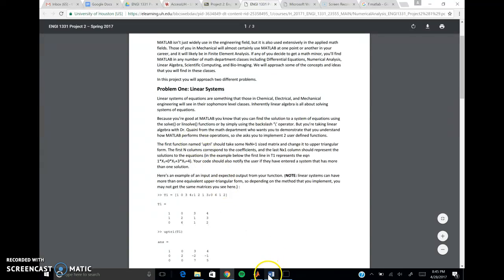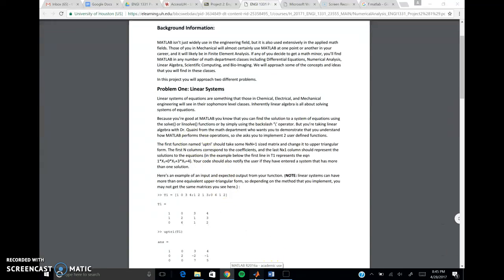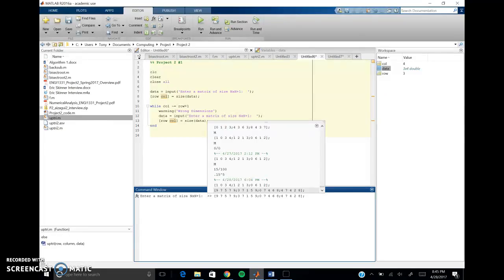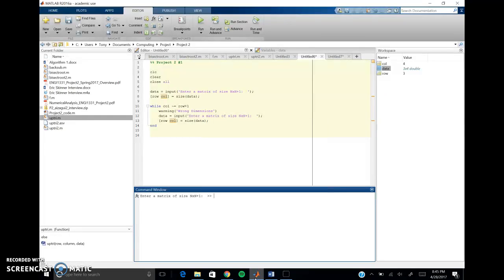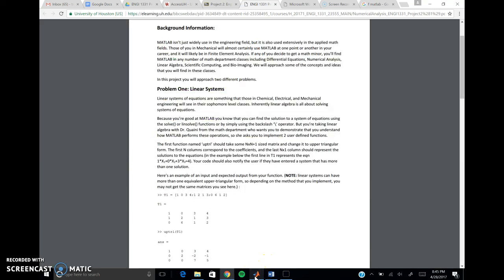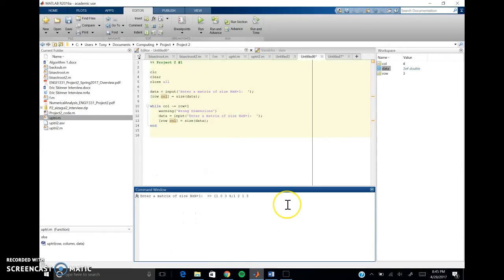Okay. So we have 1034, 1213, and the last row, 0612. And we output our data.